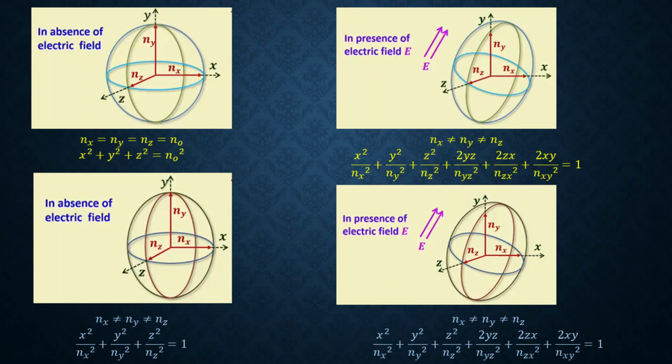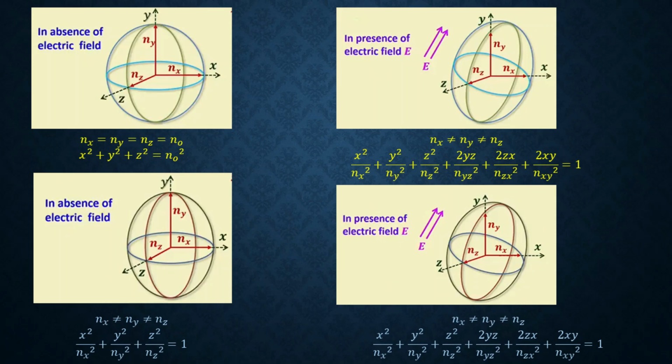Now move to a case where the medium itself is anisotropic. Suppose the index ellipsoid of a medium has nx not equal to ny, not equal to nz. Still, this ellipsoid is in a principal axis system. So the equation will be x square by nx square plus y square by ny square plus z square by nz square is equal to 1. So it is an ellipsoid, but it is not the general ellipsoid.